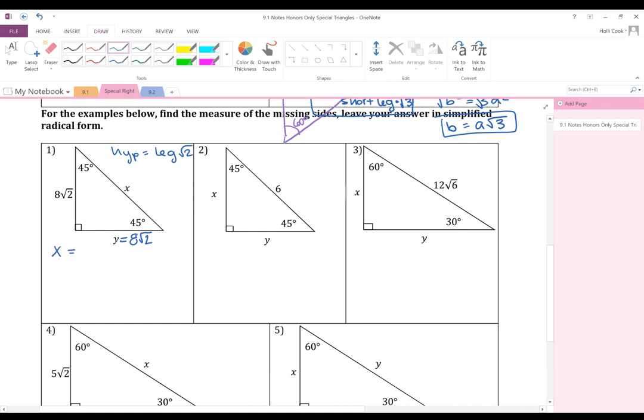Now to solve for x, we have our hypotenuse is equal to your leg, so 8 square root 2 times the square root of 2. All we're doing is plugging x and 8 root 2 in for our hypotenuse and leg.